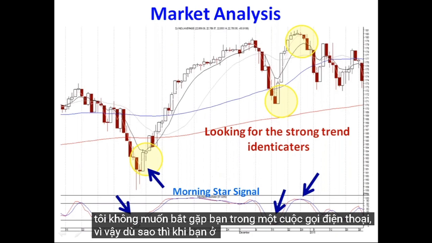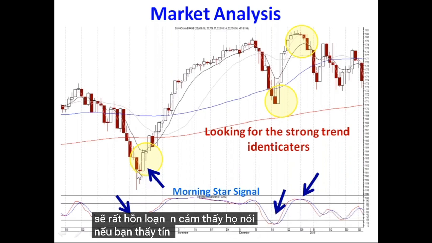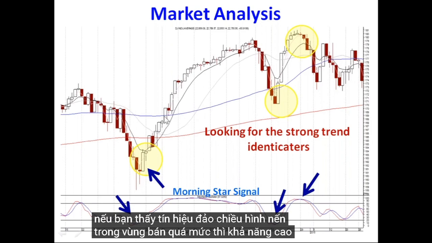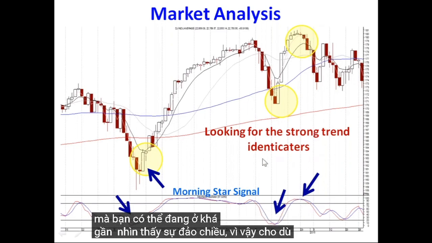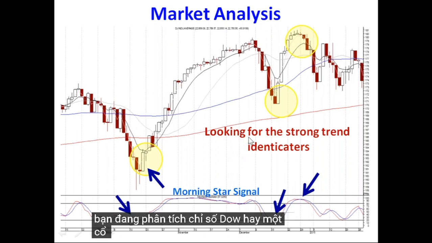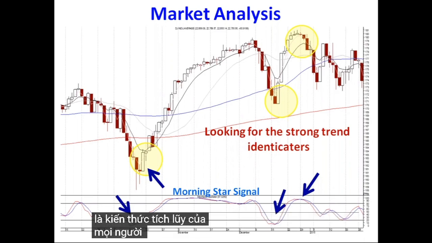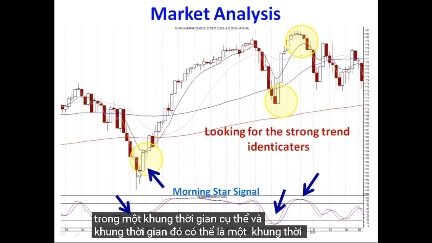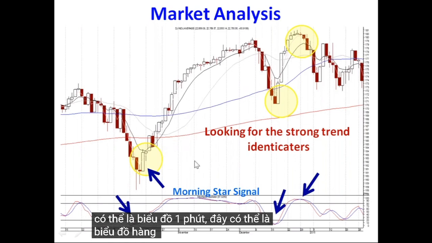So, anyways, when you're in the oversold area, the Japanese rice traders have very common sense. They say if you see a candlestick reversal signal in the oversold area, the probabilities are you're going to see a reversal. If you see a candlestick reversal signal when your stochastics are in the overbought area, you're probably getting pretty close to seeing a reversal. So whether you're analyzing the Dow or an individual stock, it doesn't matter. The definition of a candlestick signal is the accumulative knowledge of everybody buying and selling during a specific time frame. And that time frame could be a 1 minute time frame or a monthly time frame. This could be a 1 minute chart. This could be a weekly chart. It's all the same situation.